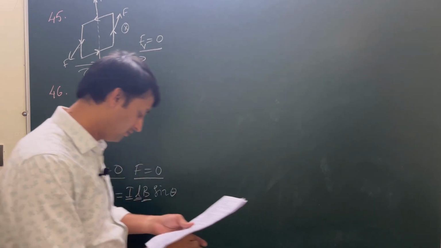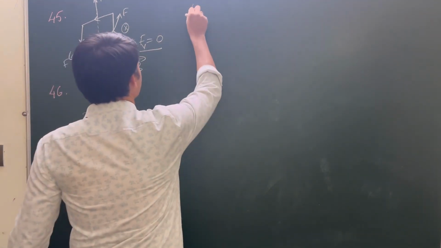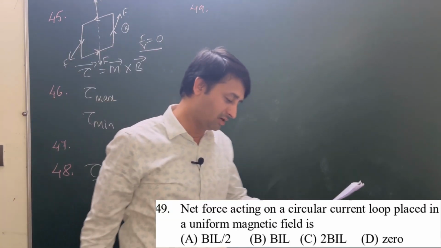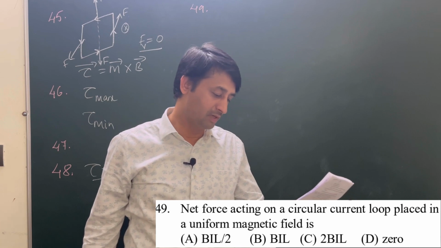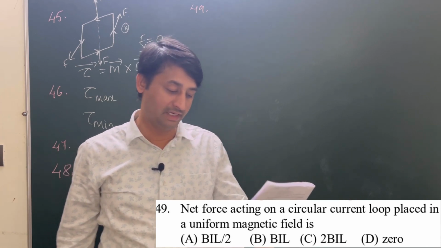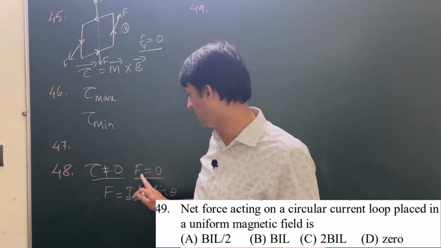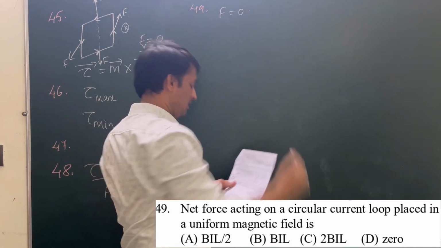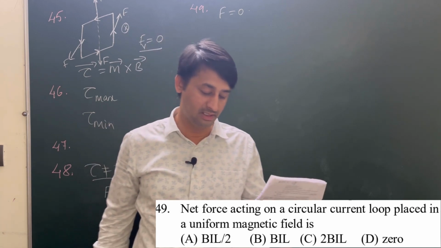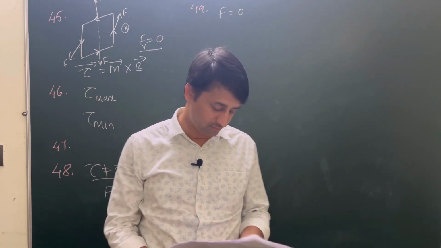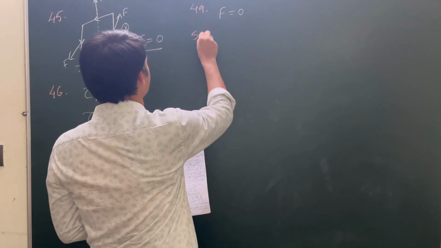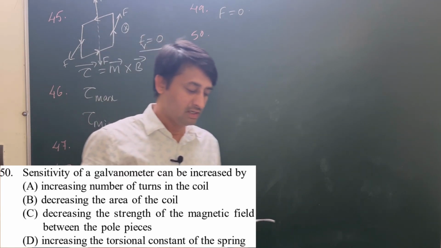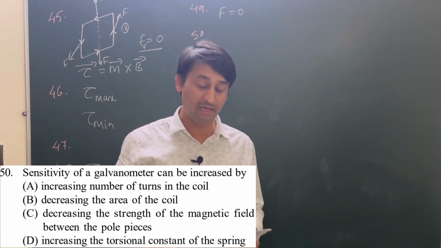Next, question number 49. Question number 49. Net force acting on the circular current loop placed in a uniform magnetic field. Net force is equal to 0. Option D is the correct answer. Next, question number 50. Question number 50. Sensitivity of a galvanometer can be increased.